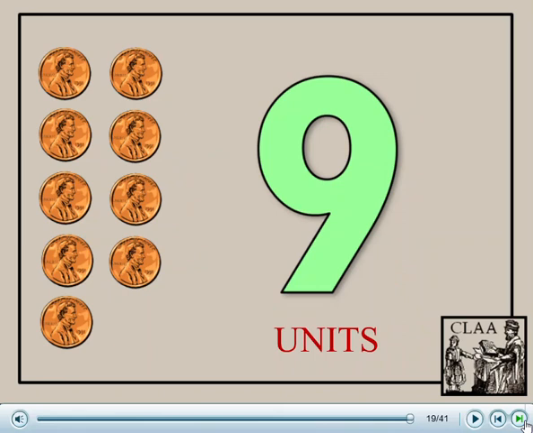Now, since there are only 9 numbers, the greatest number of units we can write is 9. On this screen, there are 9 pennies, and we wrote 9 units. This is the most units we can write. After this, we need to do something different. And this will show us how to write the number 10. Let's go ahead and learn.